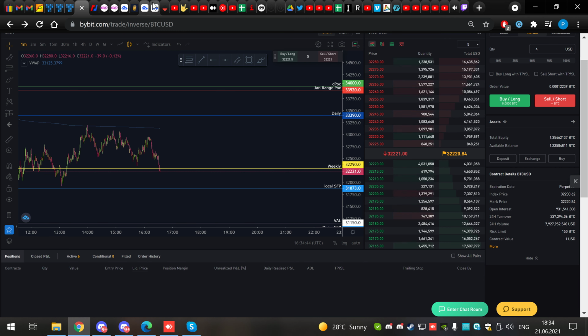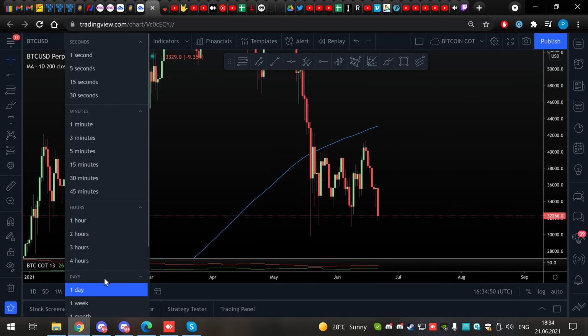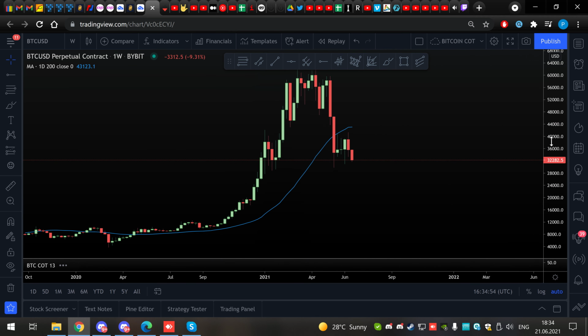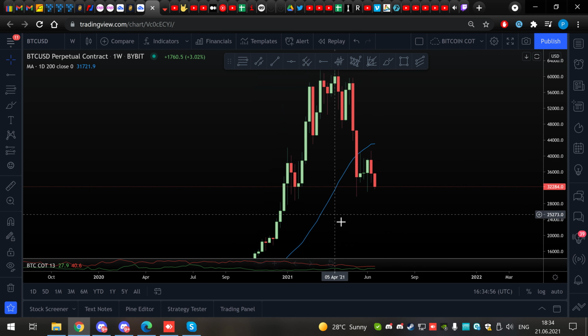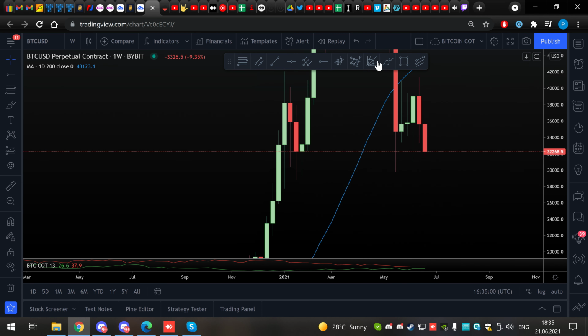So the procedure to find weekly is usually the same as daily. We will remove all dailies now, but you have to go to the weekly time frame. There are always fewer weeklies than dailies. Sometimes when you have the weekly and daily at the same place, you will mark it as weekly because it's more like stronger.